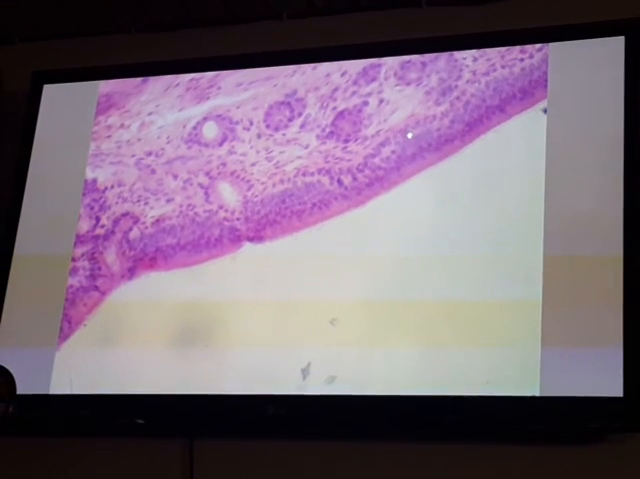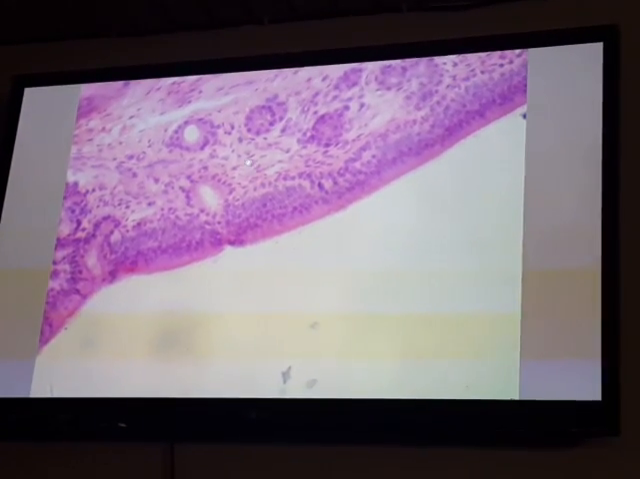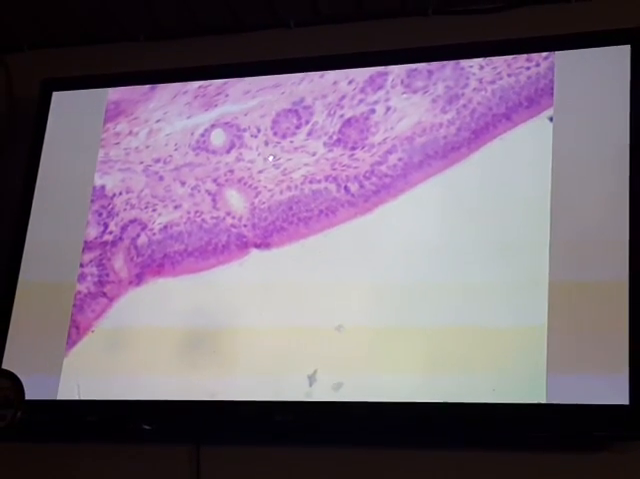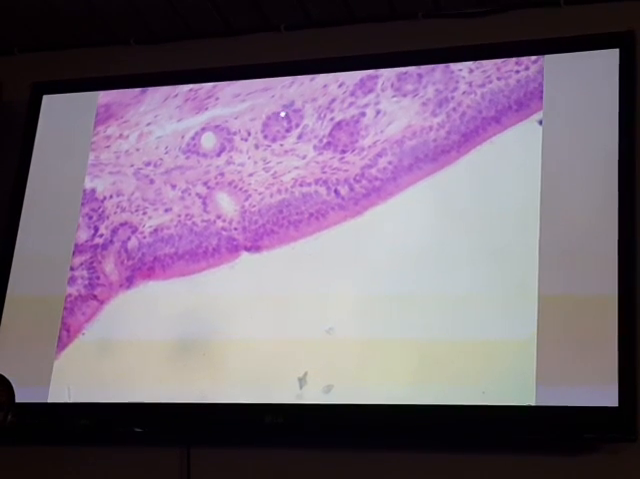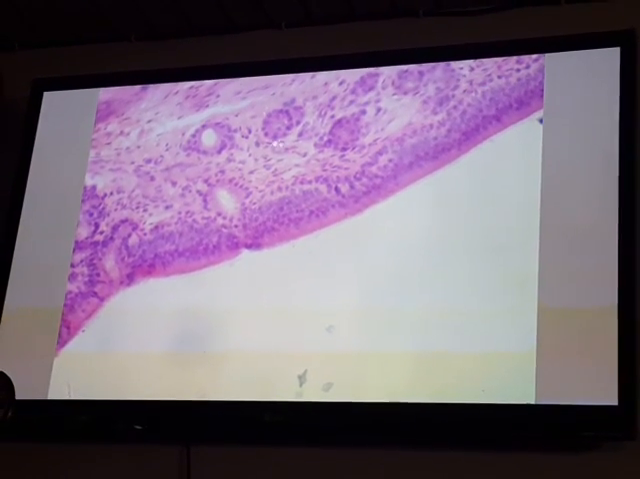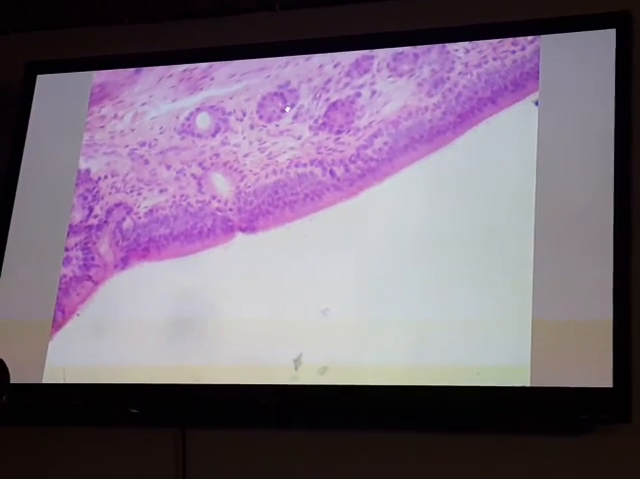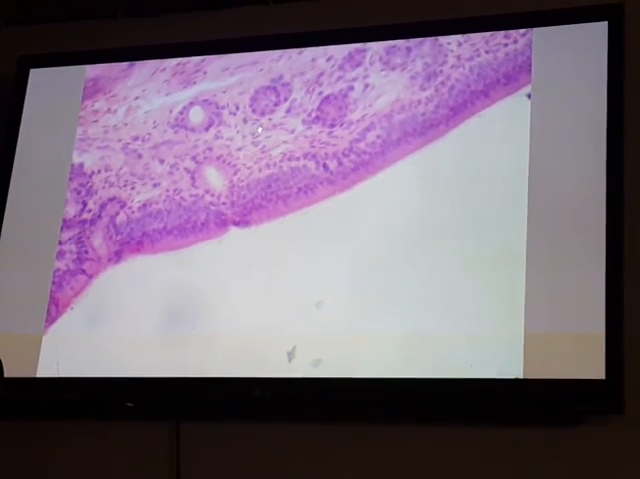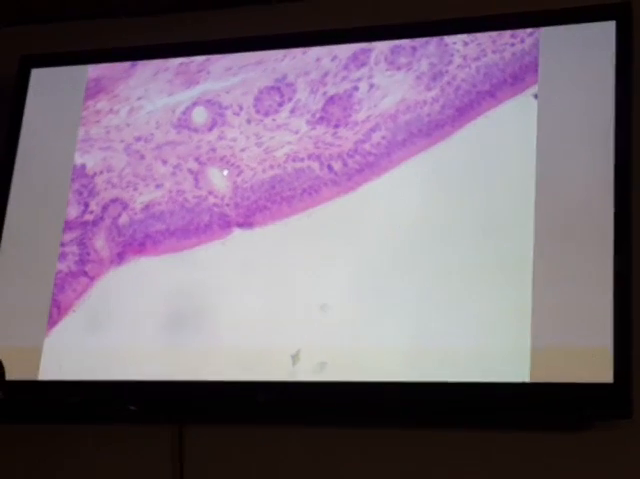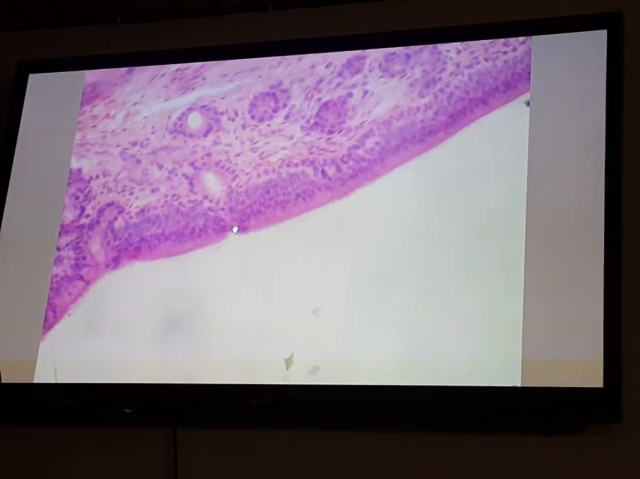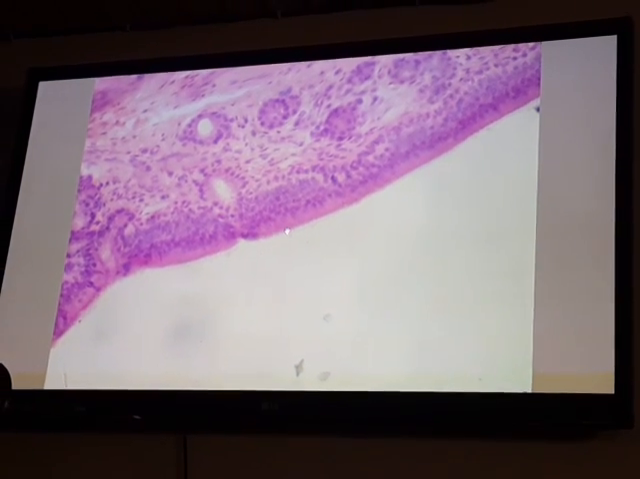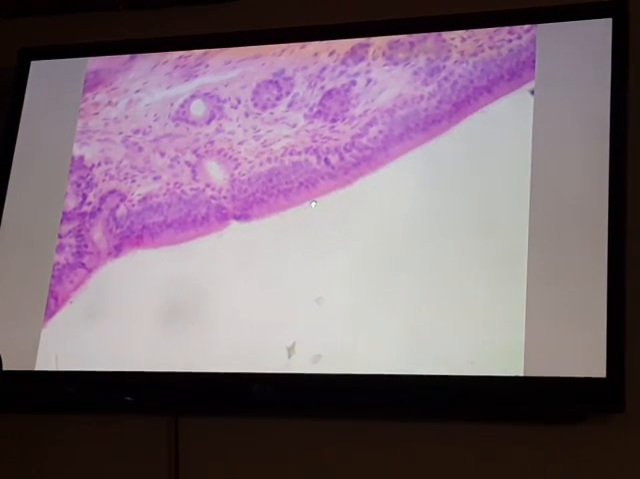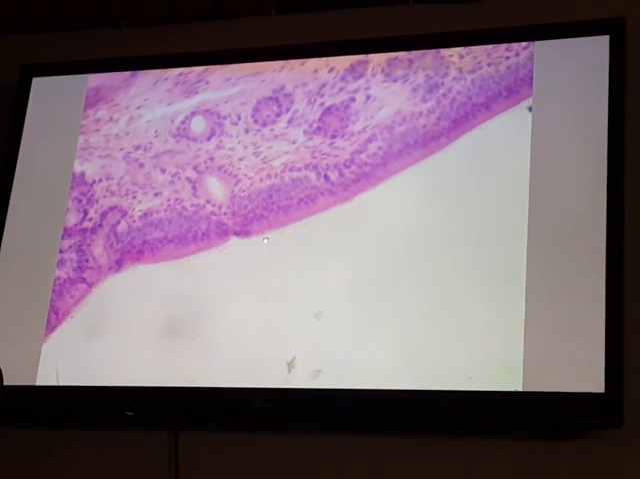Within the lamina propria of olfactory tissue, we have Bowman glands. These glands produce a fluid environment around the cilia. This slide is also stained by H&E stain.